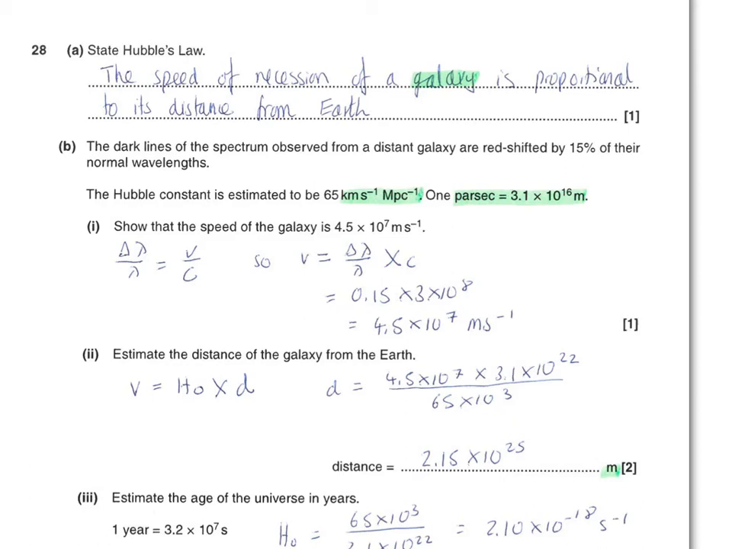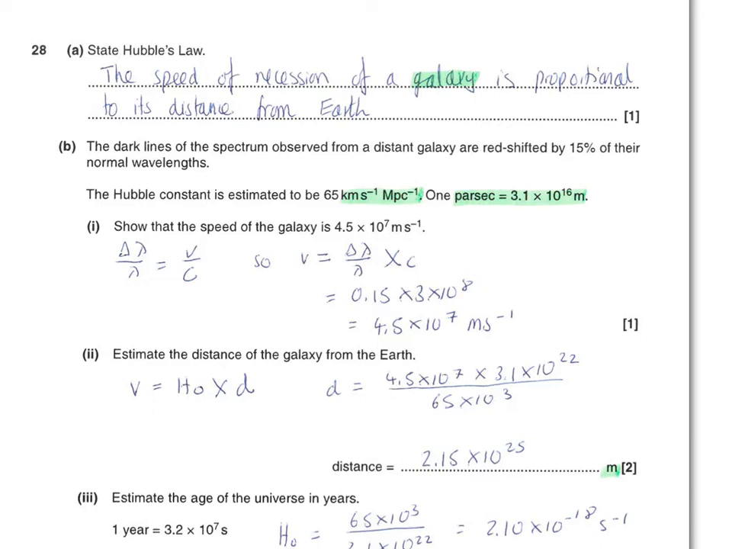This is G485 Homework Booklet, question 28. So starting with the definition, state Hubble's law. The speed of recession of a galaxy is proportional to its distance from Earth. The mark scheme did underline the word galaxy, so that is important to include.